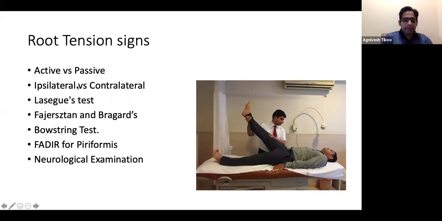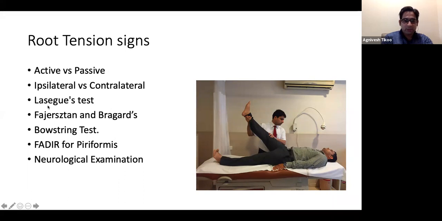Then there are certain other tests which you should know by name, which are Lasègue's test, Fajersztajn's and Bragard's test. Lasègue's test basically means that if the patient has severe leg pain, he will not be able to give you a true angle at which the leg becomes positive. The patient may have severe spasm. As soon as you raise the leg, he may start shouting and crying. So you can't do an SLR.